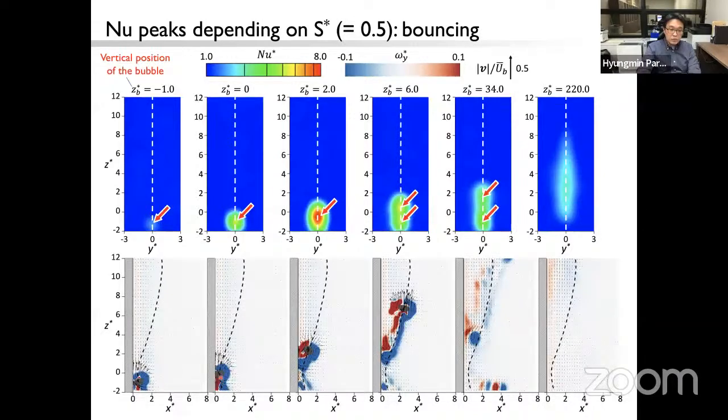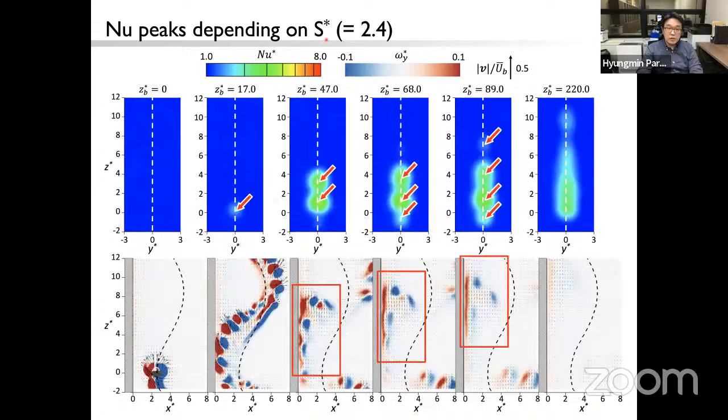And then this bouncing bubble moves away. The vertical structure from the bubble actually interacts with the wall, and then we have a red color. That means we have more enhancement of the Nusselt number. And as the bubble moves away, the region of the Nusselt number enhancement is elongated vertically, and they tend to move along in the vertical direction as well.